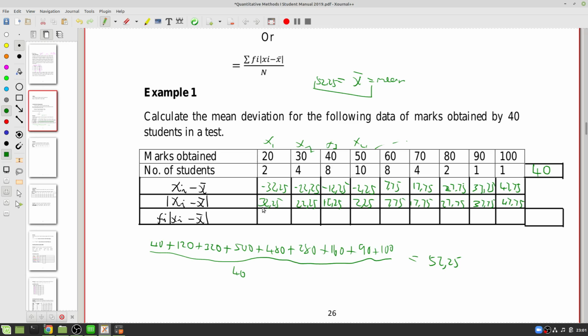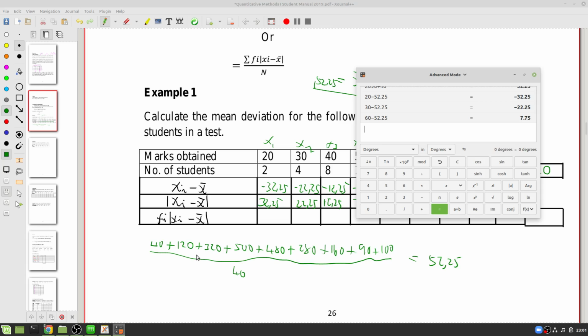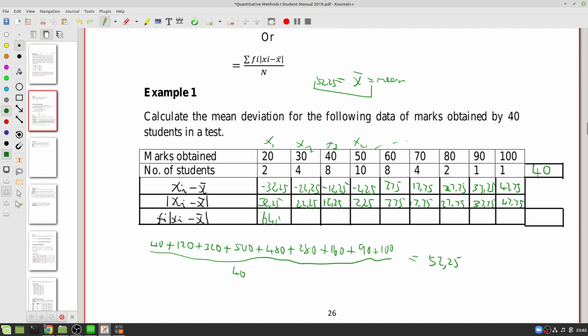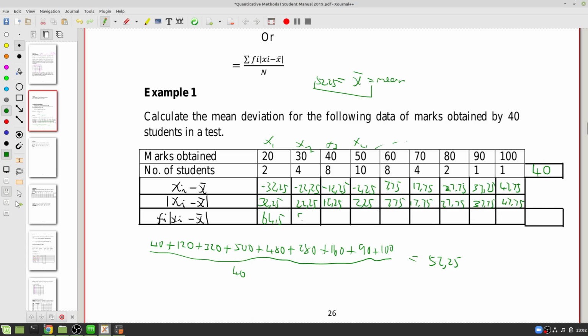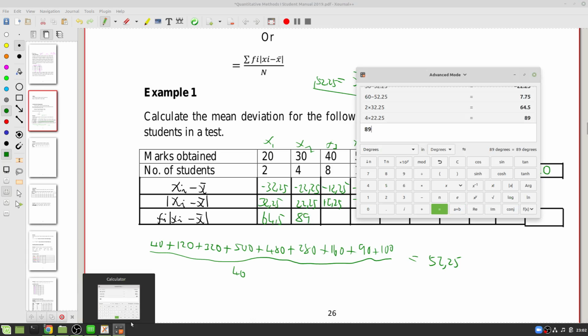All right, and now we say the frequency, the fi, so the frequency of each mark multiplied by this column. Okay, so we're going to write this in the calculator. Okay, so 2 times 32.25, 64.5. Then we get 4 times 22.25, 89. And then we get 8 times 12.25, 98.